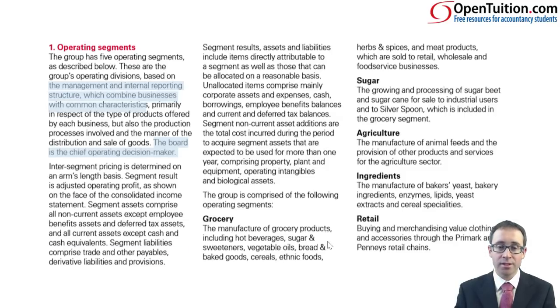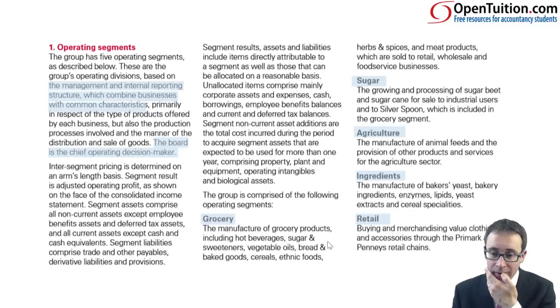It says the management and internal reporting structure combine businesses with common characteristics. So again, that's talking about where they combine potential operating segments. They have to have common economic characteristics, don't they? And then it details the specific segments, with regards to the grocery, sugar, agriculture, ingredients. So we can look at those now.